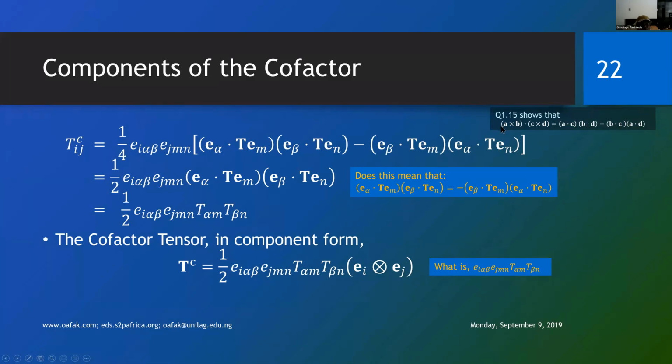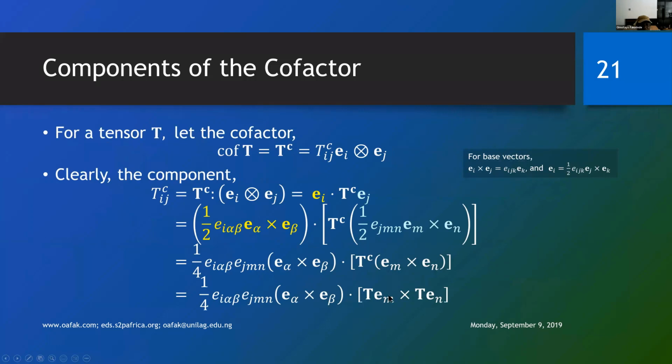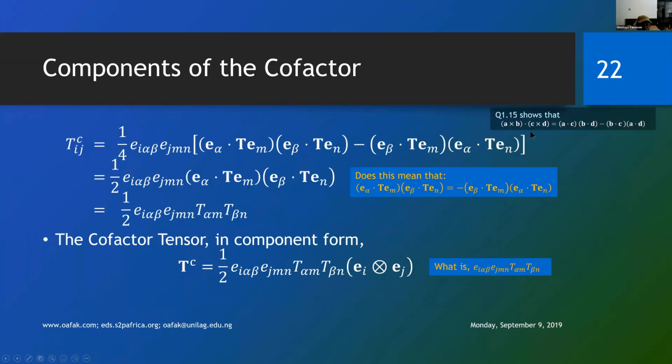All you need to do is to interpret what is A, B, C, and D in this expression here. This is A, B, C, and D. If you do that, you'll find that this expression is obvious from something that was worked out in question 1.15. So if you have difficulty with that, go to question 1.15.